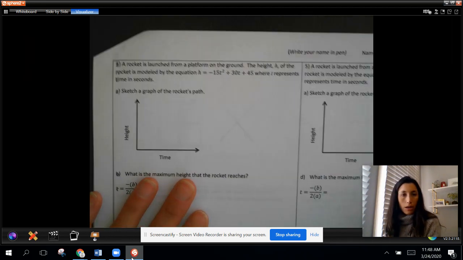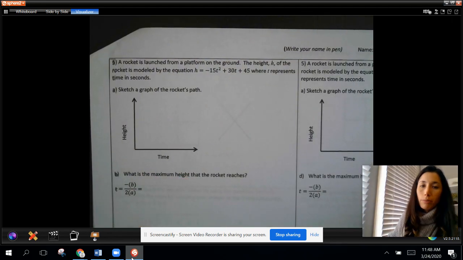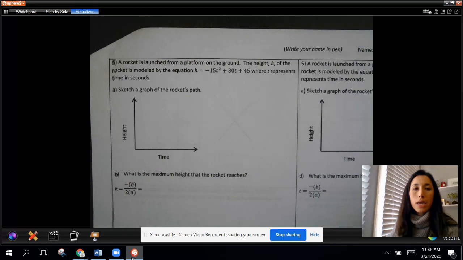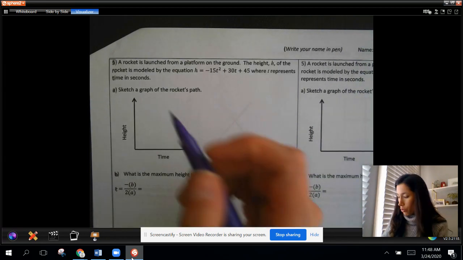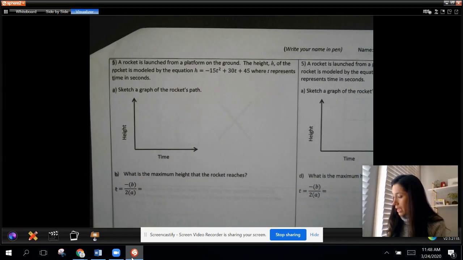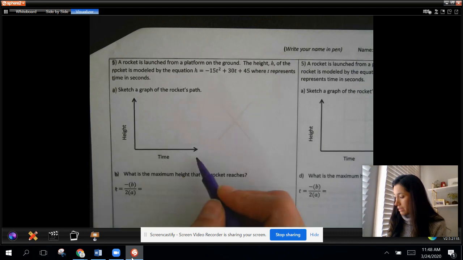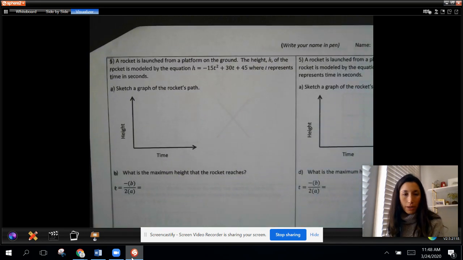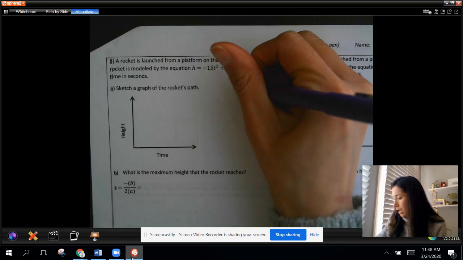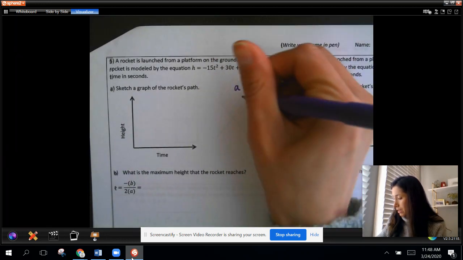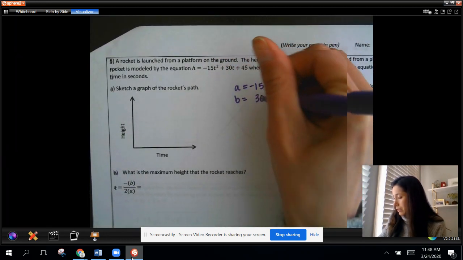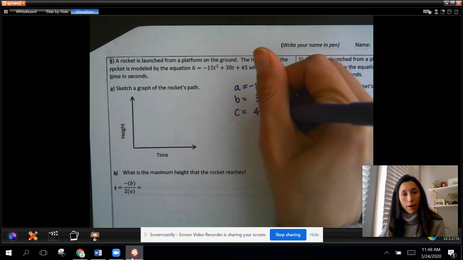Okay. So we have a rocket being launched from a platform. The height h is modeled by this equation that we have here, and our t is time in seconds here on our x-axis. So what we are looking for is the maximum height, and then we're going to draw a sketch of that parabola as well. Let's first identify the a, the b, and the c, which is 45.